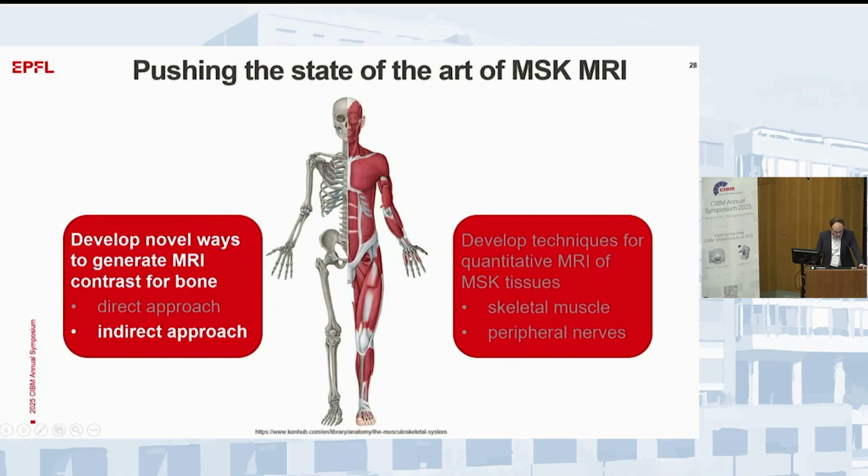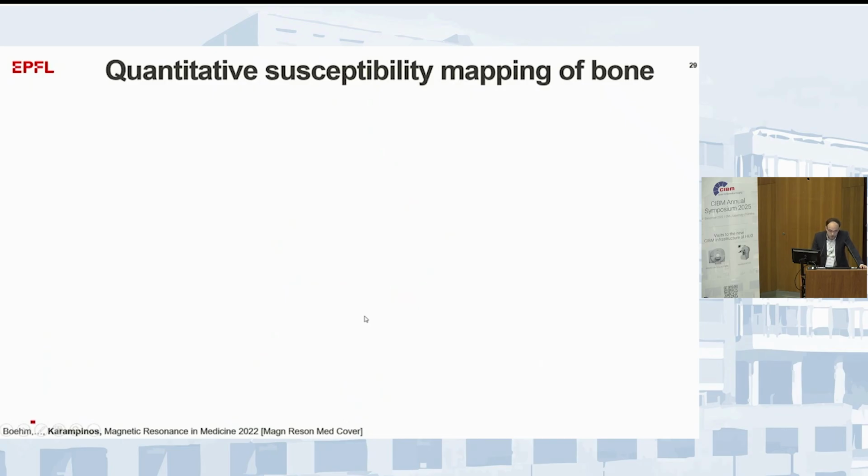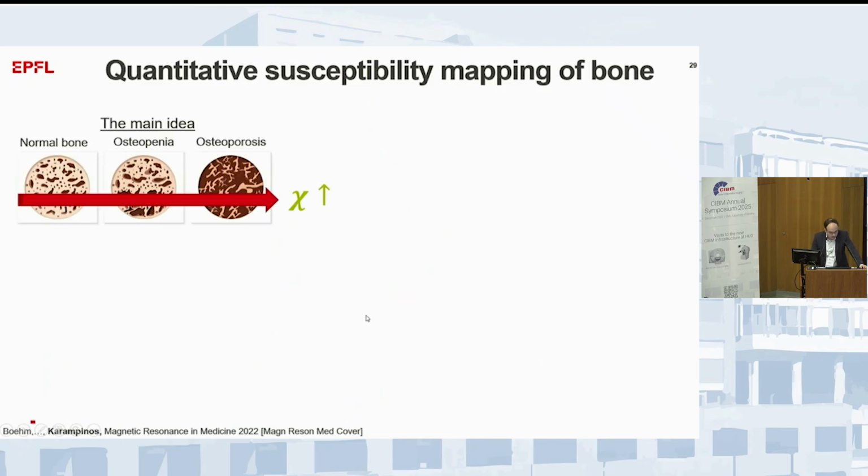So this concludes what I wanted to tell you about the direct approach to measure bone. There are also ways to look at an indirect approach. An indirect approach would mean that we are getting no signal from the bone, but we still use the physics of the MR image formation to get information that is useful. The way to do that is using the so-called technique quantitative susceptibility mapping.